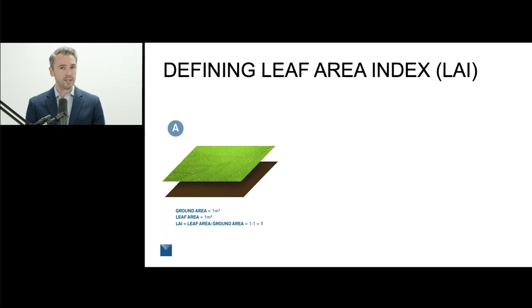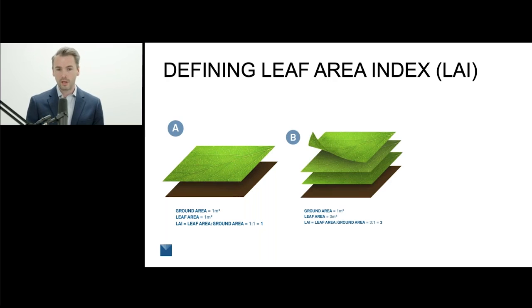Rather than simply counting leaves, we need to have some measure of the leaf area. And we want to reference that to a certain amount of ground area. So in this example that you're seeing, if we take a giant leaf that's 1 meter by 1 meter, so we have 1 square meter of leaf, we want to reference that to 1 square meter of ground beneath it. So we then have a leaf area to ground area ratio of 1 to 1. So our LAI value would be 1.